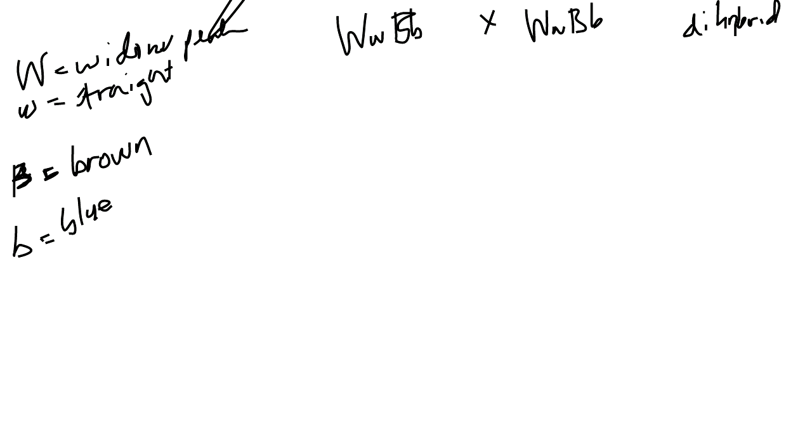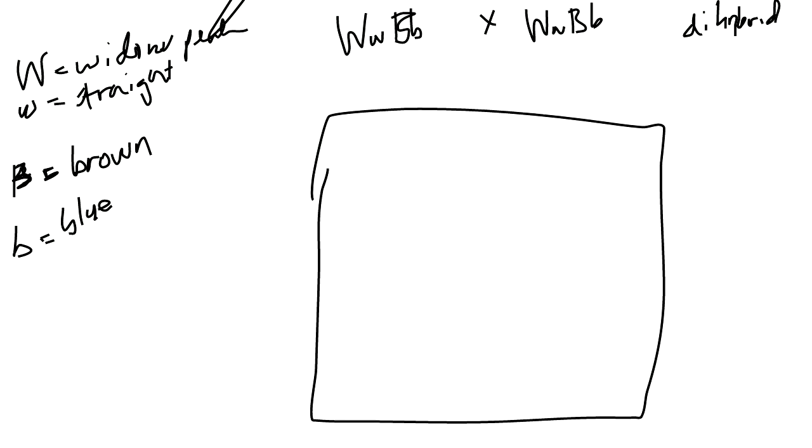Now, the first thing we have to understand, since we're talking about two traits, is our Punnett square is going to have to be quite a bit bigger. We're going to have room for 16 boxes.